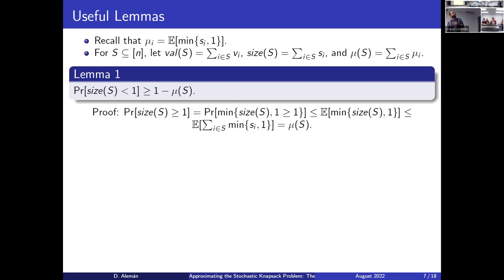You prove it in the same way as you prove Markov's inequality. So we know that the probability that the size of S is at most one is equal to this probability. There should be a bracket here. By Markov's inequality, that probability is at most that expected value. Now, the minimum between the size of S and one is at most this summation, right? So that expected value is at most this expected value, which is mu of S by linearity of expectation.